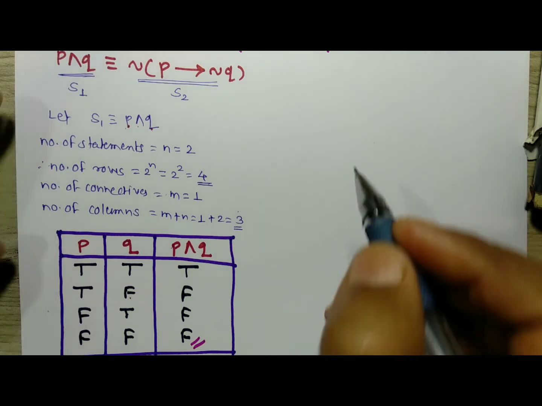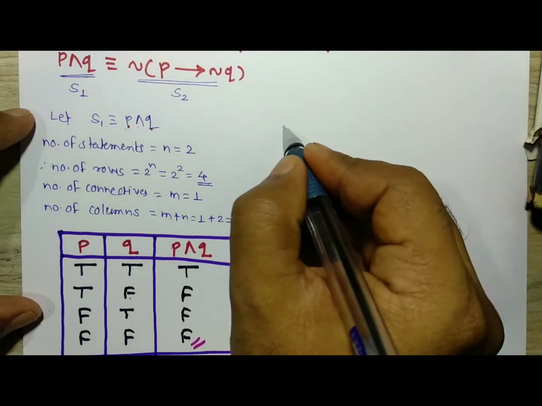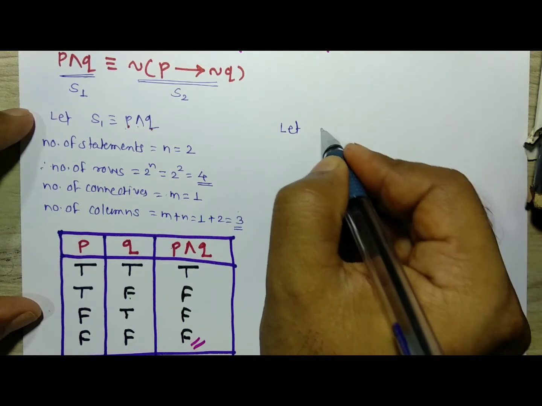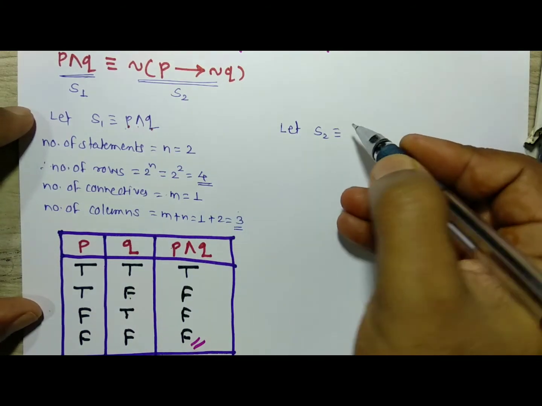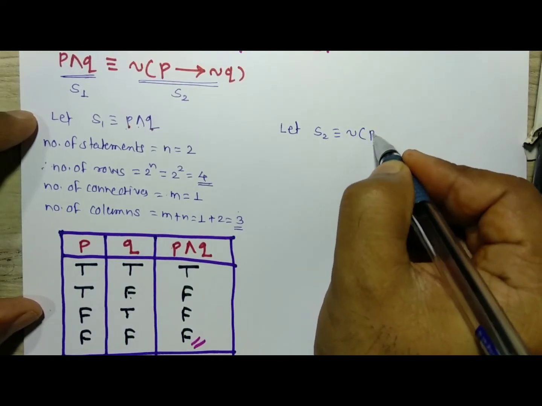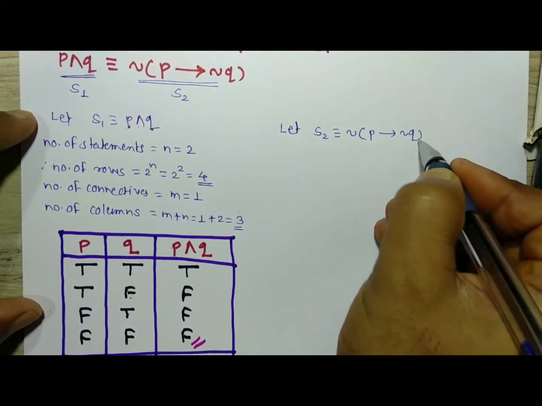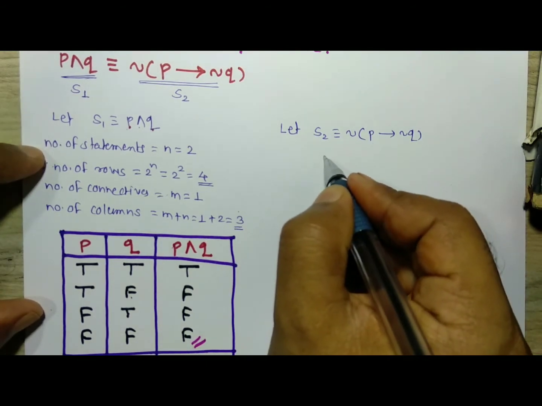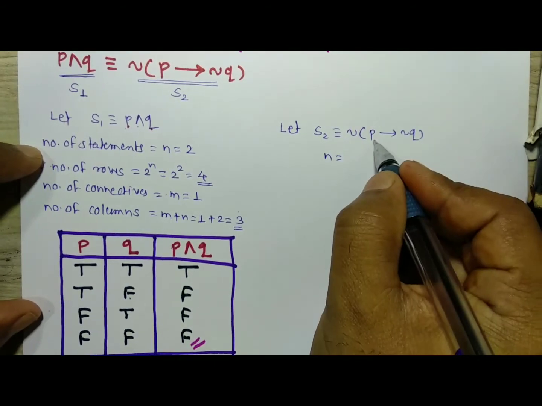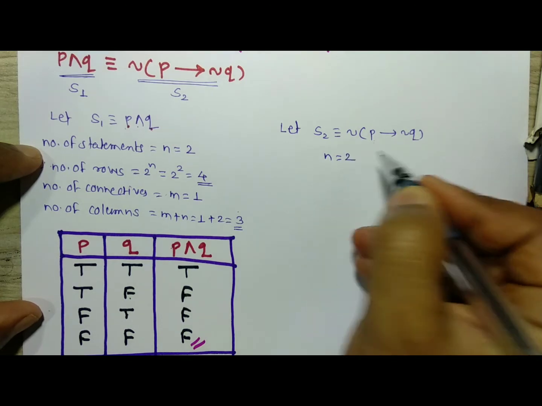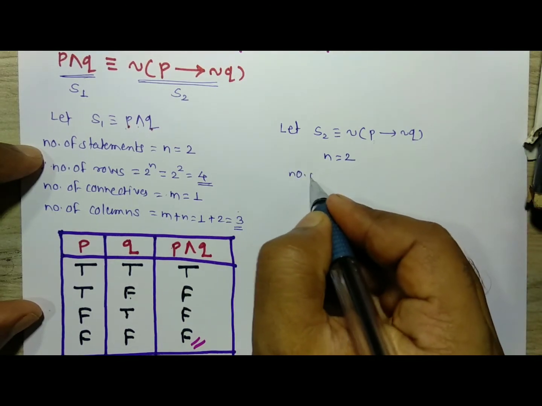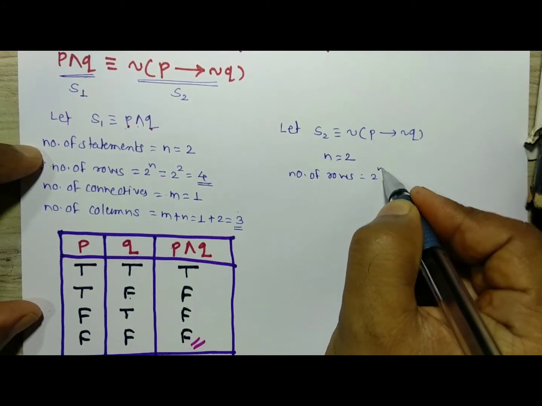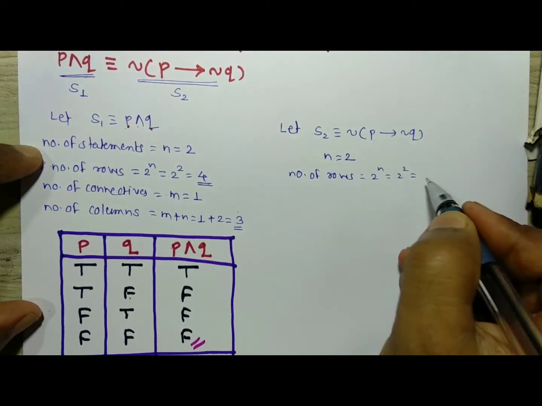Similarly, you can find the truth table for the second statement pattern. Let S2 be a statement pattern, and it is negation of P implies negation of Q. Once again n is equal to 2, that is P and Q, and therefore the number of rows is 2 raised to n, that means 2 raised to 2, which is equal to 4.